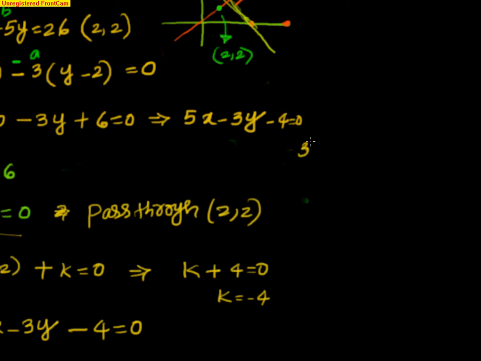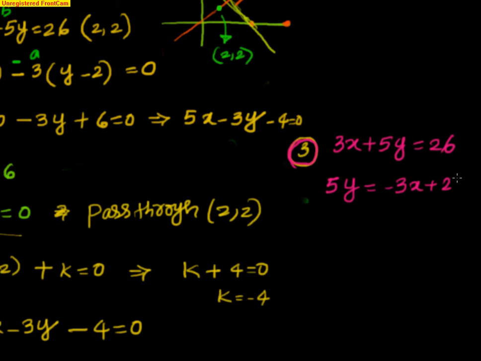What is the third method? Third method, what we do is we find the slope. 3x plus 5y equal to 26. That gives me 5y equal to minus 3x plus 26. That gives me y equal to minus 3 by 5 x plus 26 by 5. Now I know the slope of this line equals minus 3 by 5. Now what will be the slope of my line for which I have to find the equation? The slope will be 5 by 3.